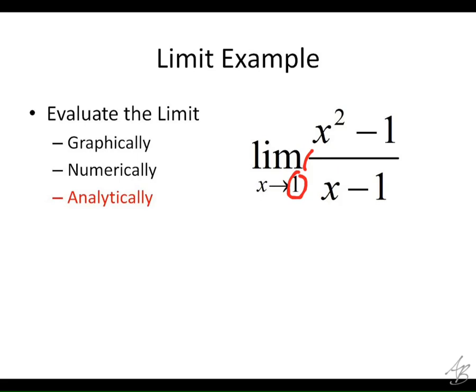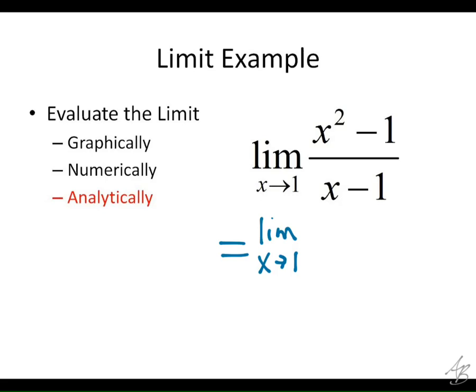So what we can do to evaluate this analytically is we can simplify this with the understanding that x is never going to equal 1. When we're taking this limit here, x approaches 1, but it never equals 1. So we don't have to worry about when the denominator equals 0, because it's never going to equal 0. It's just going to be close to it. Does that make sense?